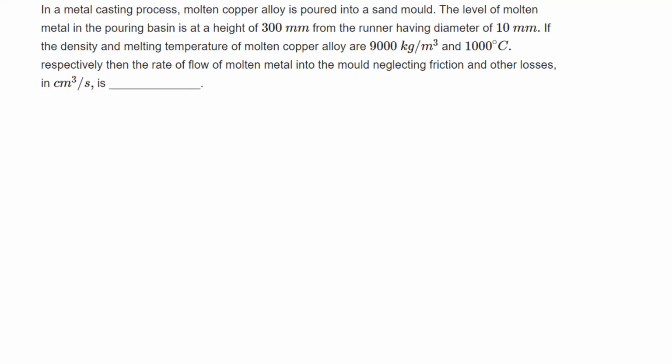Yes, I'm getting around 192,382.47 millimeter cube per second, sorry, in centimeter cube per second. So are the density and the temperature useful? Have you used the density? No, sir. So how did you get it? By applying Bernoulli's equation at points 1 and 2, I am getting v2 square is equal to 300 into 2g.